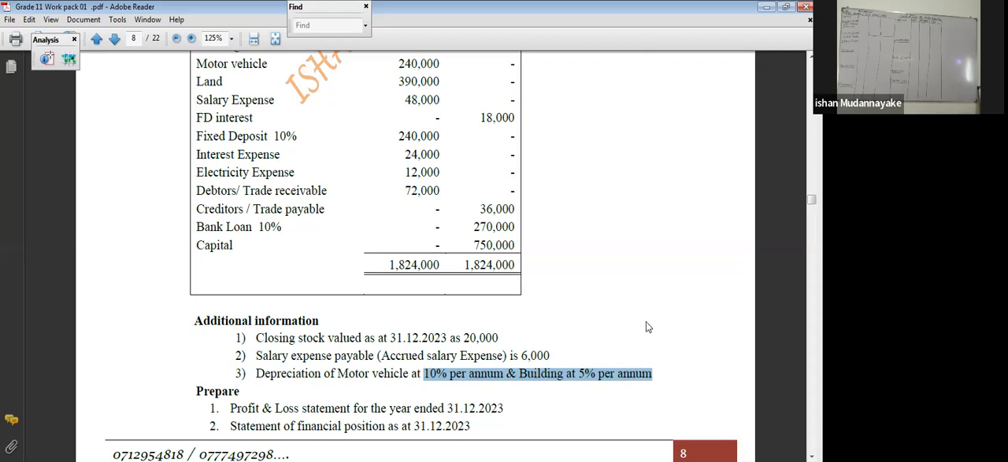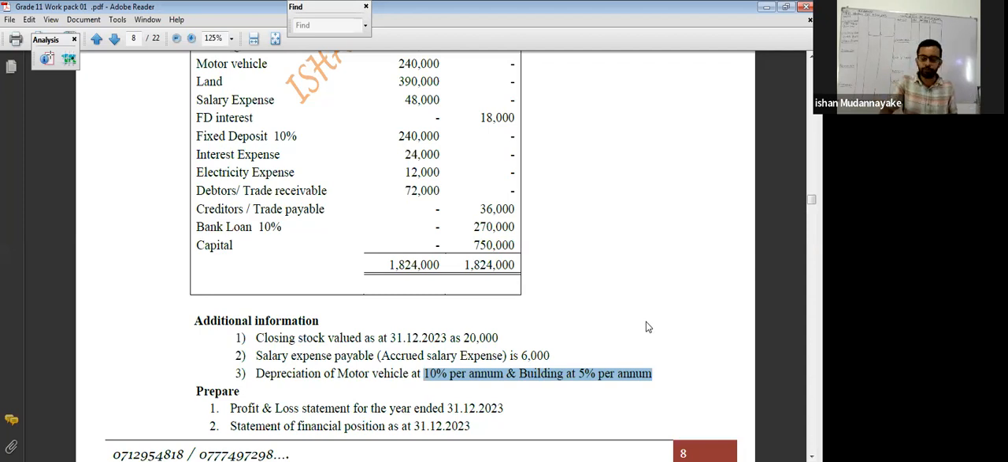Students, before going to the trial balance of the question, at first we need to complete all the additional information of the question.